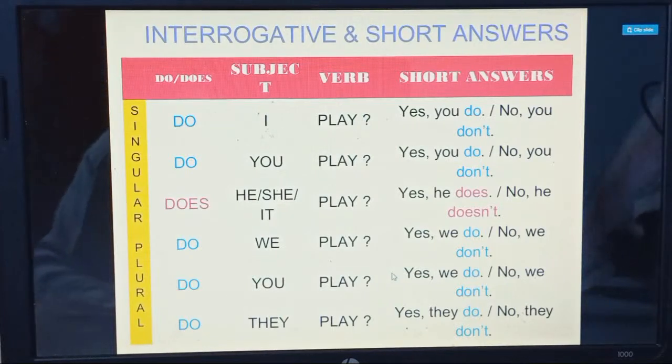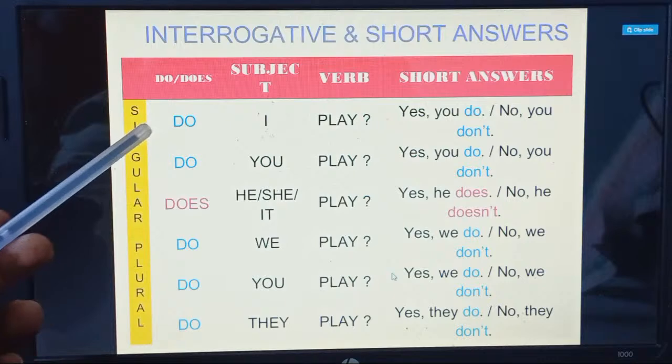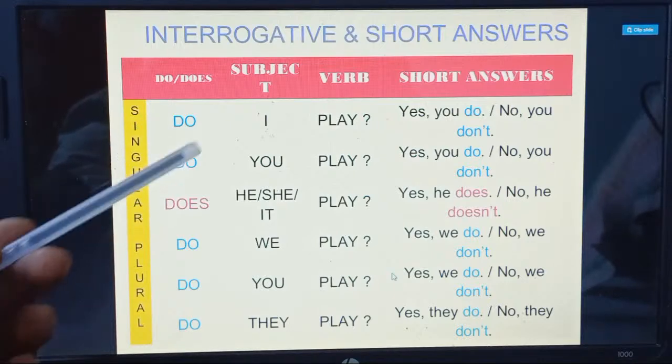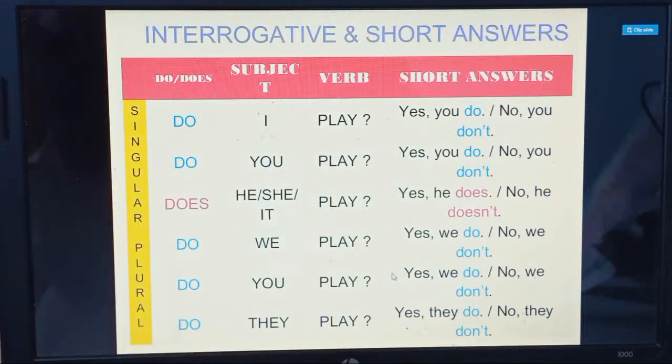Okay, so next one, interrogative sentences and short answers. How do you make an interrogative sentence and short answer? We'll see that. How do you make an interrogative sentence? You need to start with do or does, followed by the subject, and followed by the verb. Do I play?